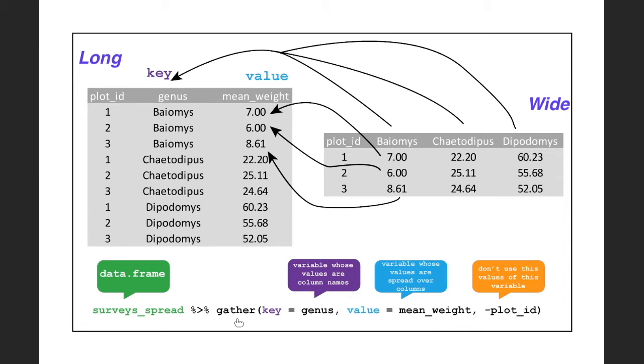So this is just to let you know that you have these two functions in case you want to create different tables with the data that we already got. So we have spread and gather. And to finish this part, we'll switch back to RStudio.